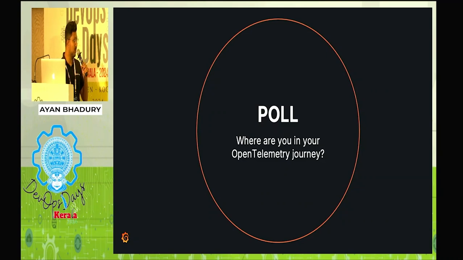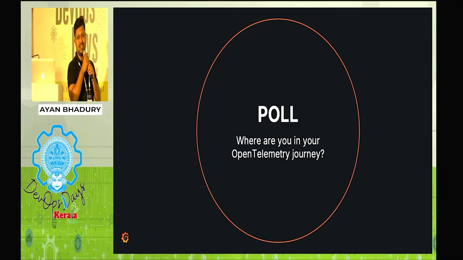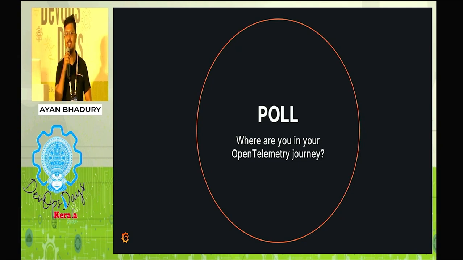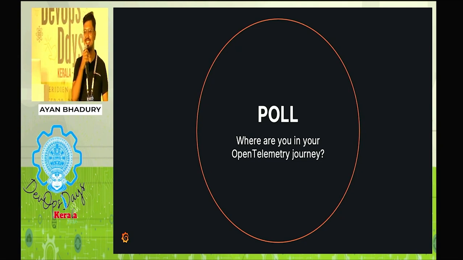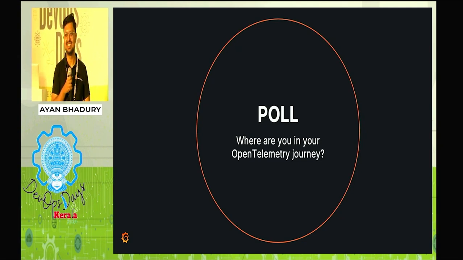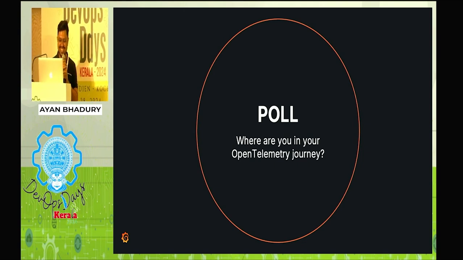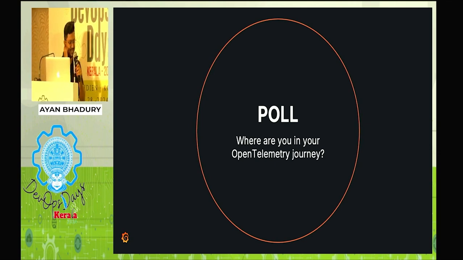A quick poll. So I see a lot of brightest minds here. Anyone using OpenTelemetry already in your application, please raise your hand. Okay, so good to see that no one is using OpenTelemetry, but I think after this talk, it will gain some interest about what OpenTelemetry is.